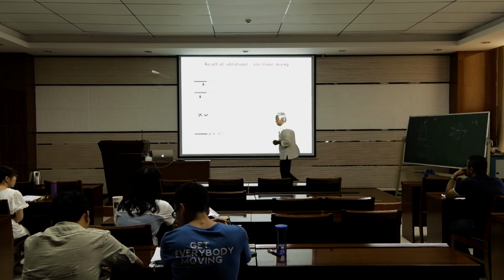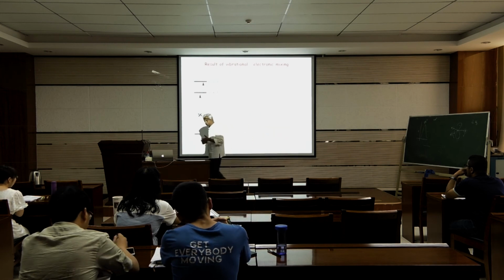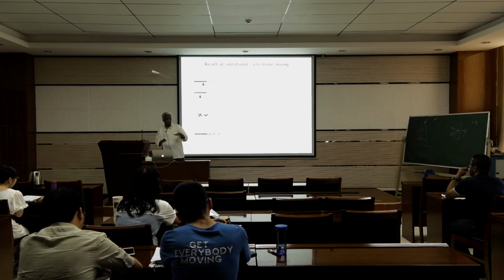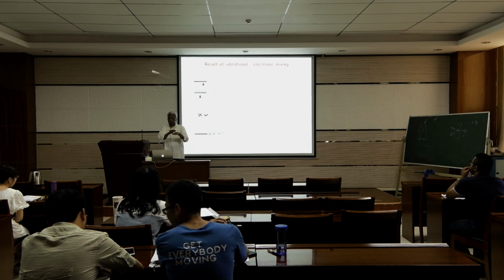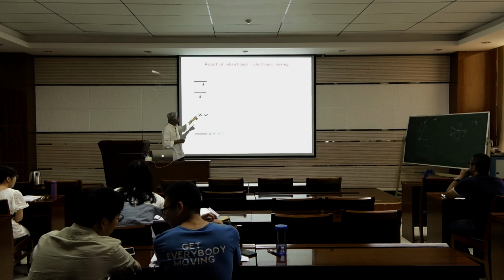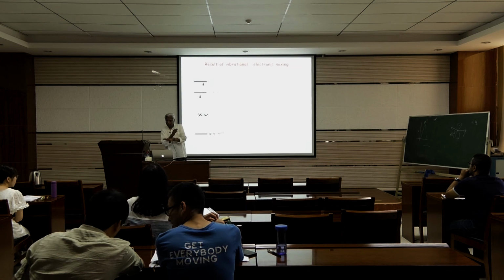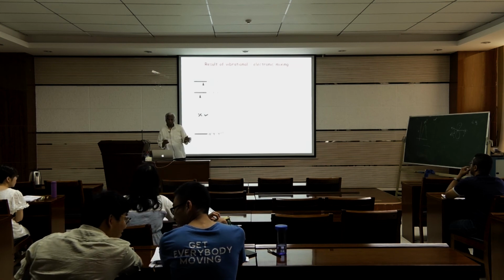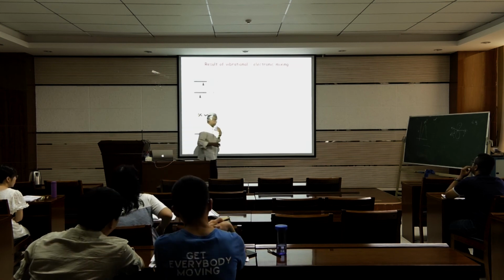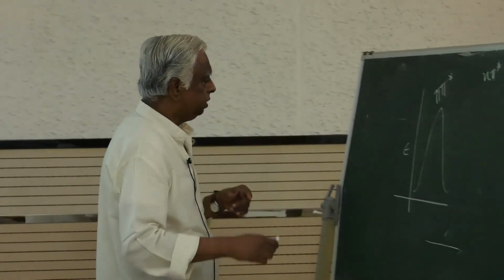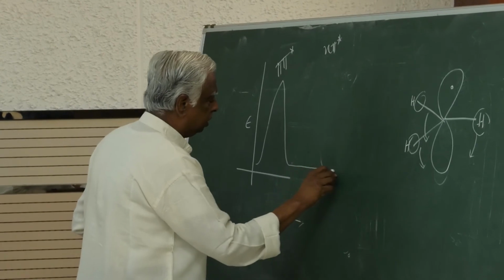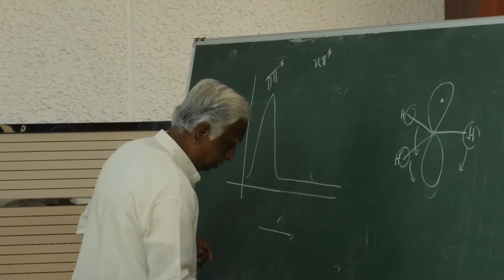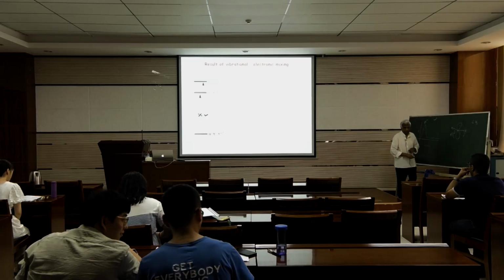Okay, so the pi to pi star transition is the allowed transition, because pi and pi star have no overlap. And n and pi star are perpendicular, so that transition is not permitted. According to our argument, we should have this transition, and this one should be nothing. That will be the ideal situation.